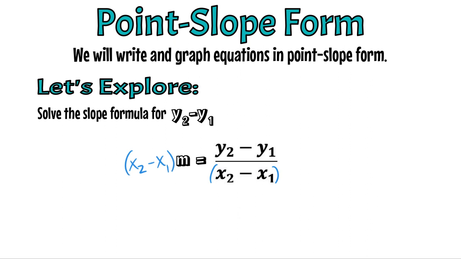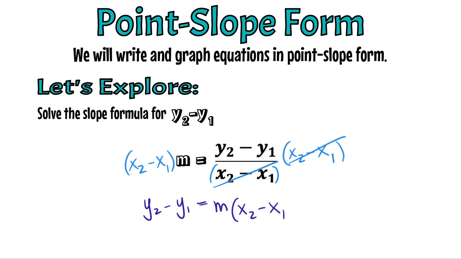Remember what we do to one side of the equation, we need to do to the other. So we're multiplying both sides of the equation by x sub 2 minus x sub 1. On this side of the equation, it divides out, and we're just left with y2 minus y1. So what does y2 minus y1 equal? It equals m times x2 minus x1.